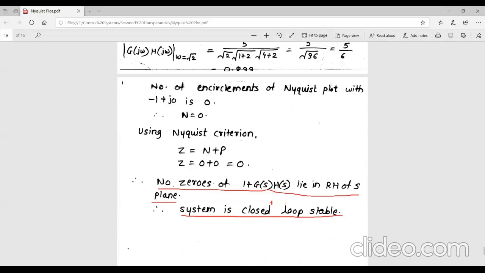Now I suggest you to go back to this particular problem and look at the section wise polar plot, right? Because that is the most important thing in this whole method. And ultimately you need to locate the point minus 1 plus J0 and locate the point of intersection of your polar plot with negative real axis, and you can then check whether there are encirclements around the critical point or not. If there are encirclements, you need to count them. That will be value of n, and that value of n should match with minus of p, right? Then only Nyquist criteria will get satisfied and the system will be stable.